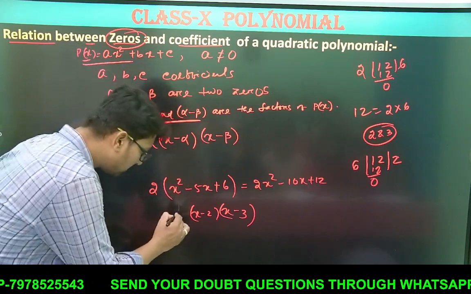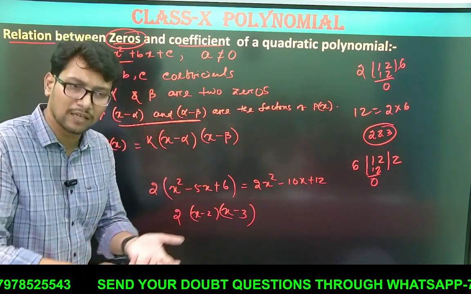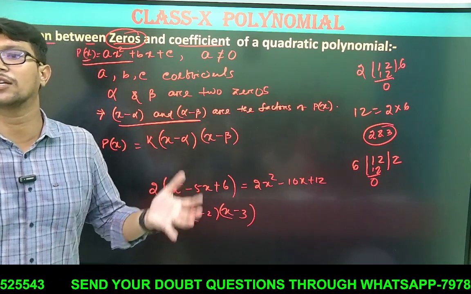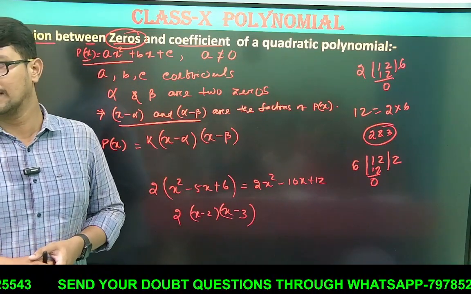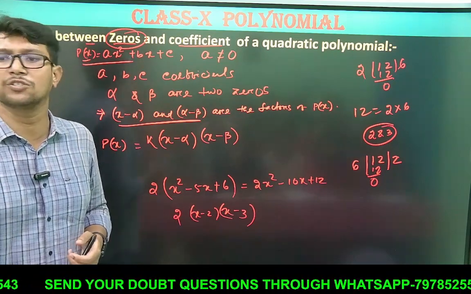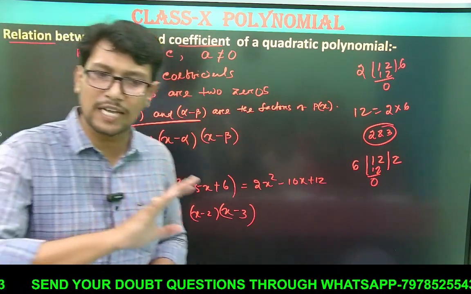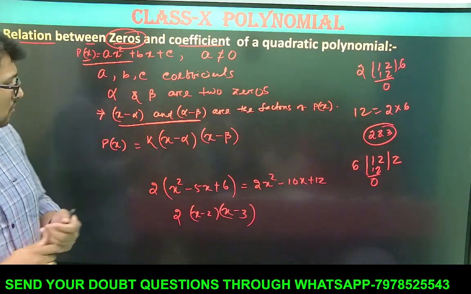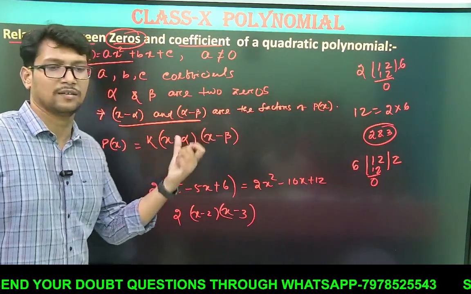But if I'm multiplying it by 2, I will get another one. If I'm multiplying by 3, but these 2, 3, 4, 5, 6, these are what? Constants. That will not affect the zeros. Am I clear? So here I have written k is a constant.